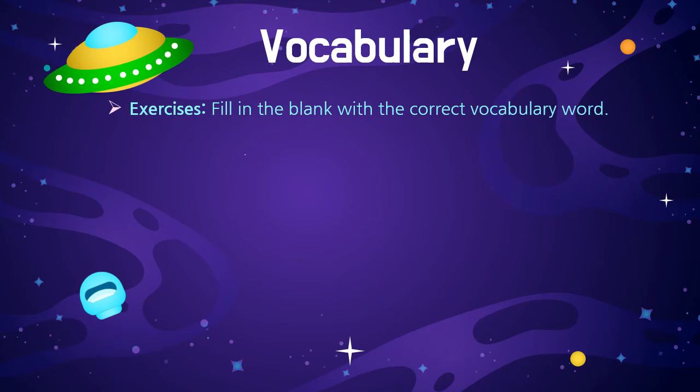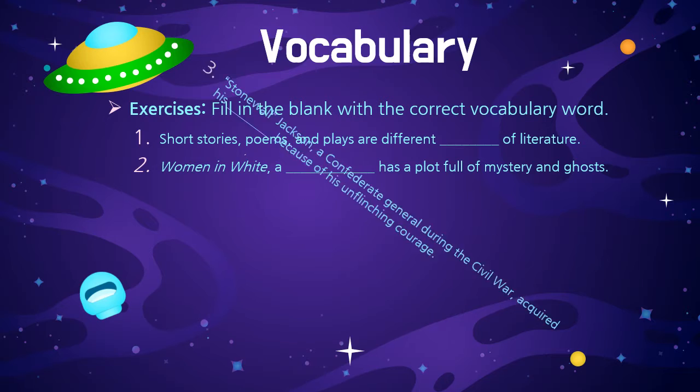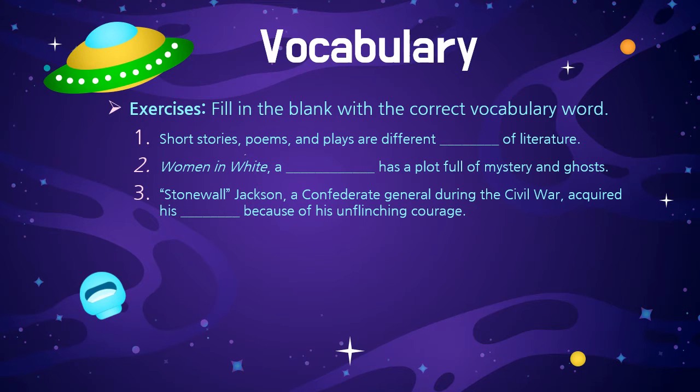All right, let's practice seeing if you can put these in sentences. Fill in the blank with the correct vocabulary word. Number 1. Short stories, poems, and plays are different blank of literature. Number 2. Women in White, a blank, has a plot full of mystery and ghosts. Number 3. Stonewall Jackson, a Confederate general during the Civil War, acquired his blank because of his unflinching courage, meaning that his courage never failed, he never backed away from something, he was always courageous.